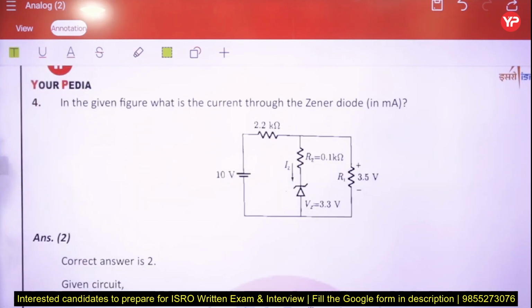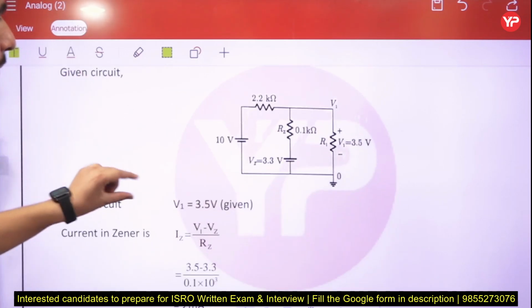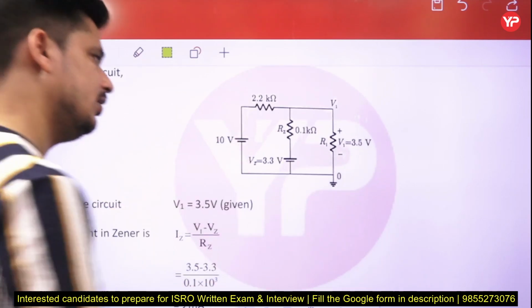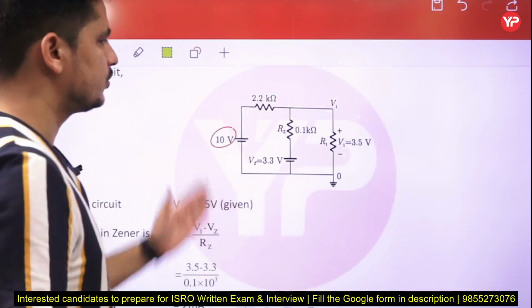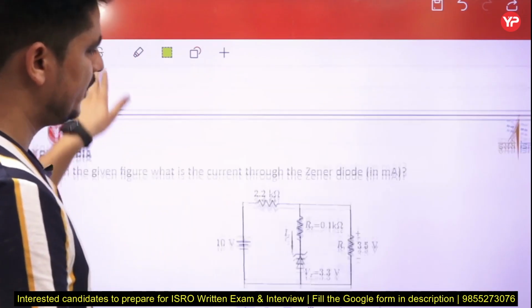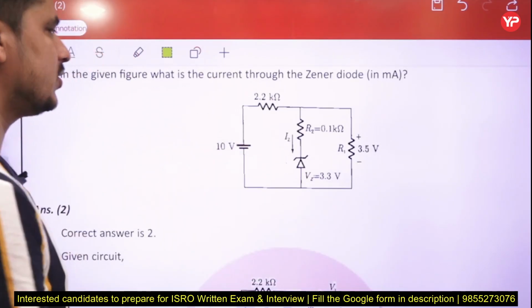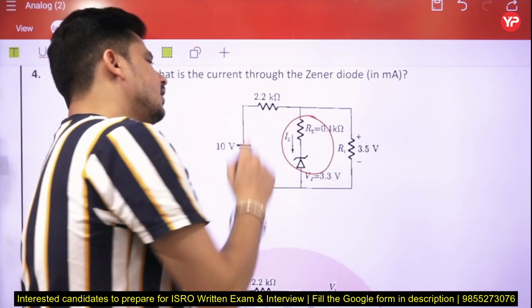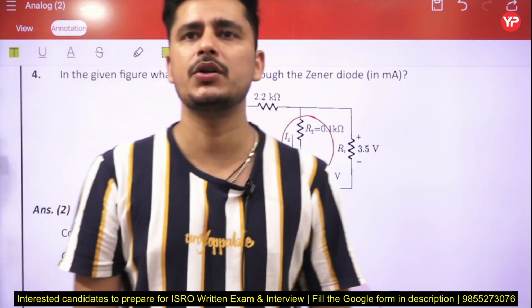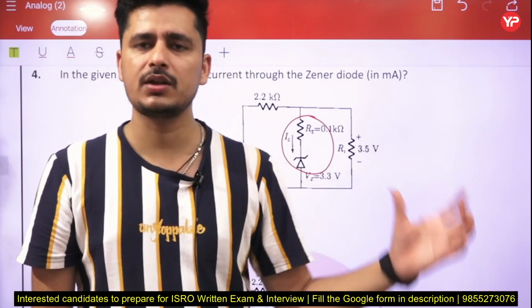Next question. The circuit is shown in the figure, right? What is the current through the Zener diode? We have to calculate the current through this Zener diode. So basically, this is the circuit, right? We can replace this Zener diode, because this is 10 volt here. First, whenever you see this type of circuit, just remove this Zener diode and think that this Zener diode is in the off state, it is not in breakdown, right?